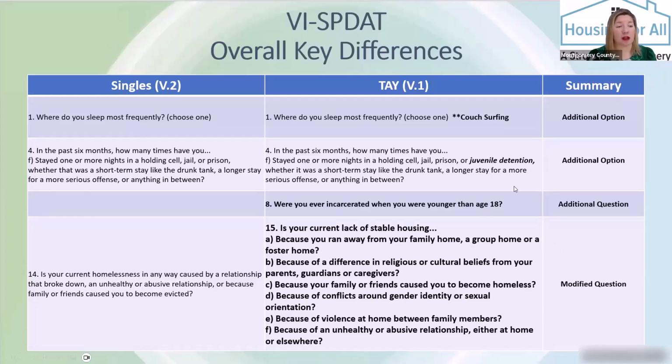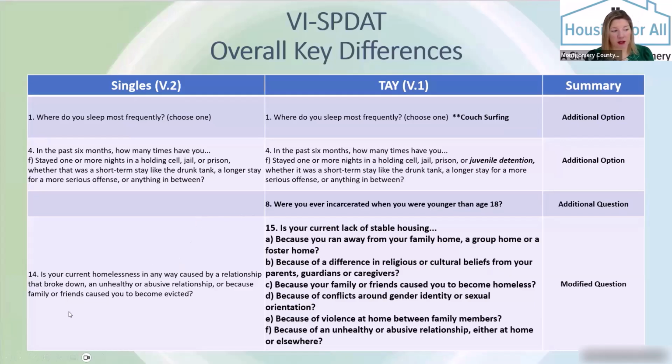So first off, when you start at question 1, there's an additional option of couch surfing. A lot of the questions are like this. They add an additional option that specifies something relevant to a TAY. So we've got couch surfing here. Number 4, they add an option of juvenile detention. There is an additional question that was added asking about incarceration when somebody is younger than age 18. This question, 15, is probably the most different when you're looking at the two scales side by side.